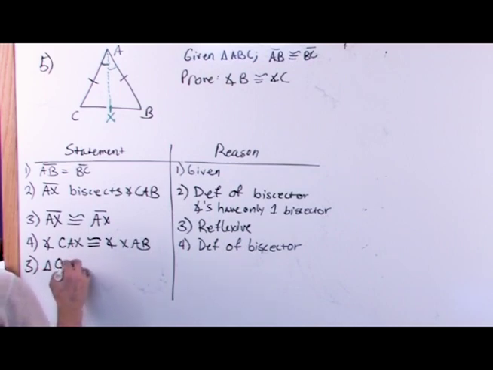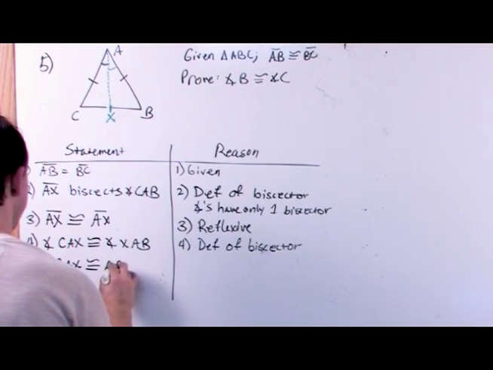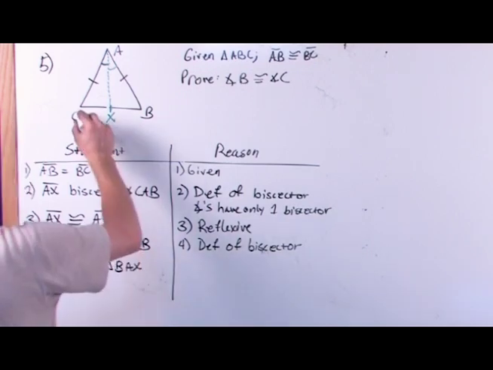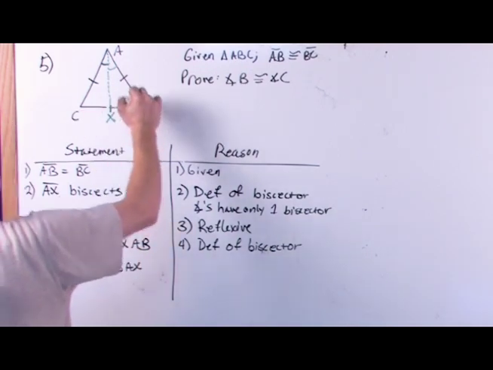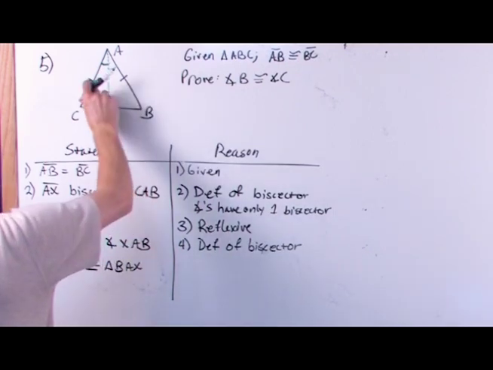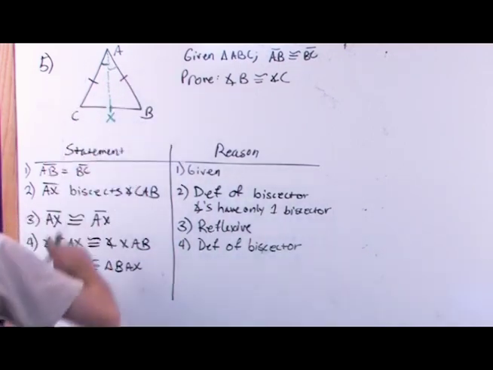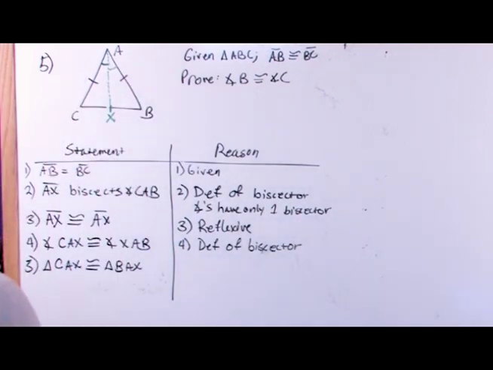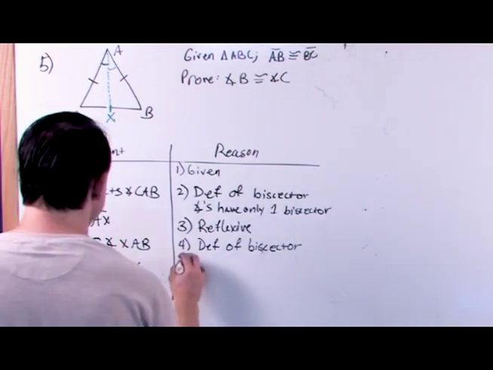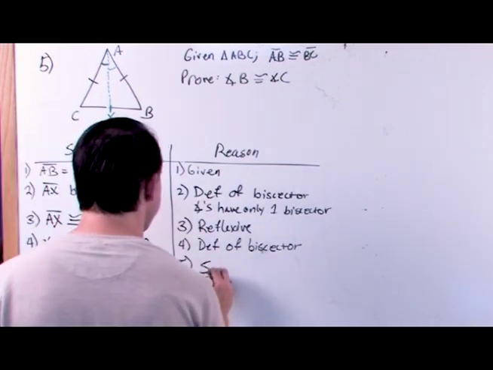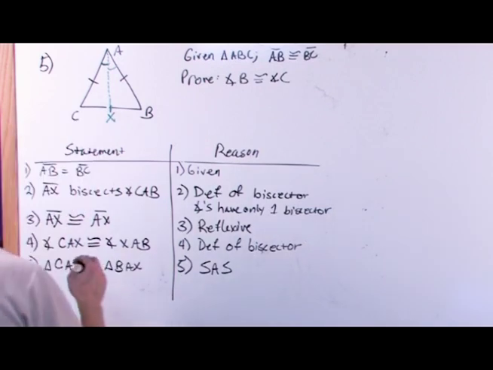Triangle CAX is congruent to triangle BAX. What I'm saying is CAX, this triangle, is congruent to BAX. That means they are the same exact triangle. They look exactly the same, and they are the same size and the same shape. And the reason is, you always have to have a reason: the side, angle, side postulate of triangle congruency.